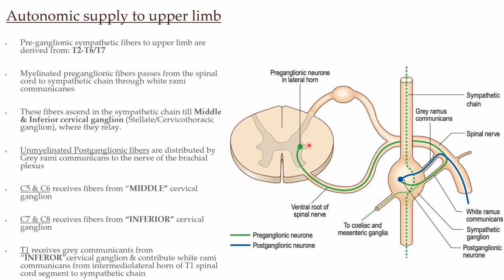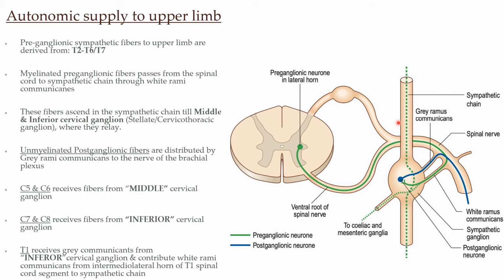Neurons which take origin from the intermediolateral horn of the spinal cord carry autonomic fibers. So, this is the spinal cord segment from T2 to T6, and according to a few literature sources, T2 to T7. The neurons which arise from the intermediolateral horn enter into the spinal nerve, that is T2 to T6 spinal nerve, and then through the white ramus communicant, they enter into the sympathetic chain. After entering into the sympathetic chain, these myelinated preganglionic fibers will begin to ascend upward.